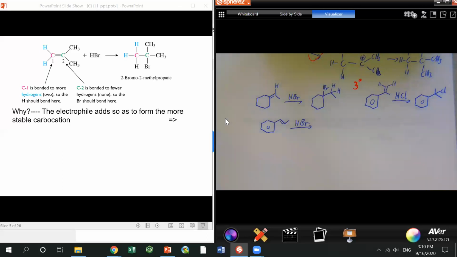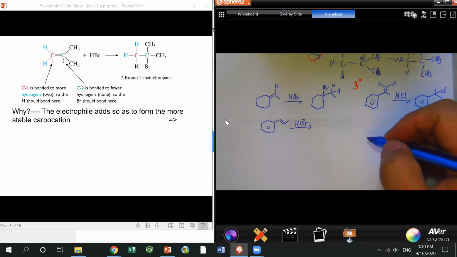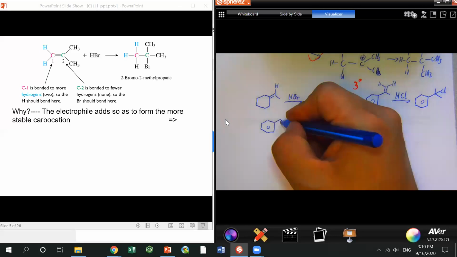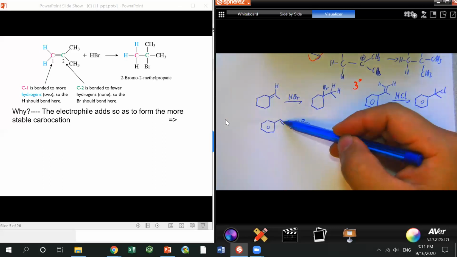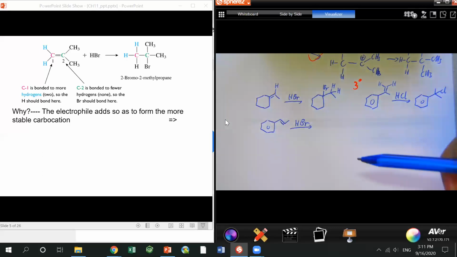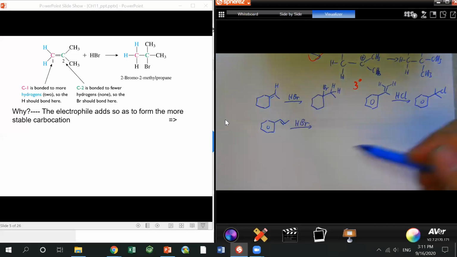Now we come to the hard one. Can anyone tell me which carbon picks up hydrogen, the left carbon or the right carbon? This is the hard one. Looks like all of you provided the right answer. Pretty smart.